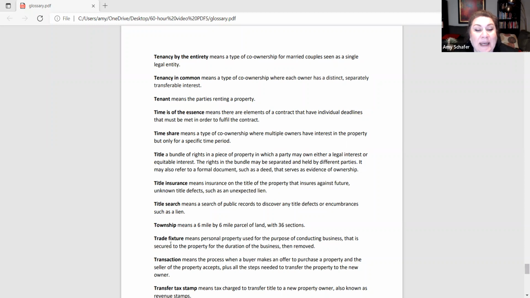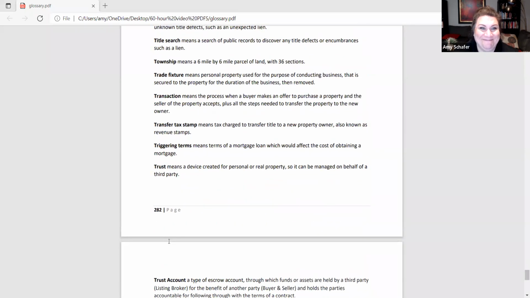A township, again, is that 6x6 parcel of land. It contains 36 sections. Trade fixture. This is personal property. But the key to this is a trade fixture is used for the purpose of conducting business. Then it's removed. Not residential.